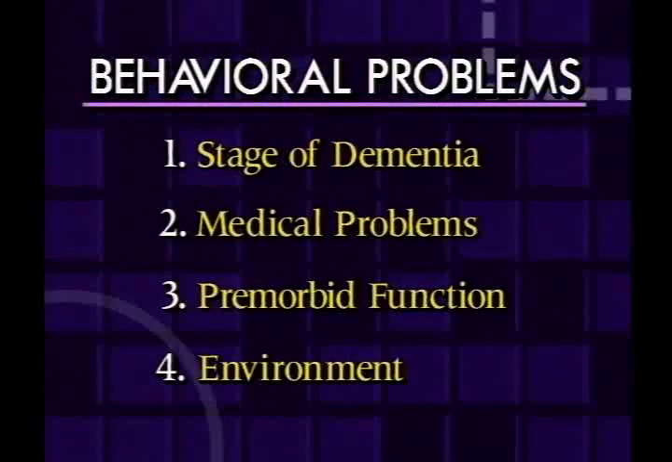When we're talking about behavioral problems, the first thing you need to think about are the four common factors that impact on a patient's behavior. First of all, there is the stage of dementia. Secondly, there are pre-existing medical problems. Third, there is the premorbid function. How well was the patient doing before they became demented? And fourth, there is the environment that the patient is living in.